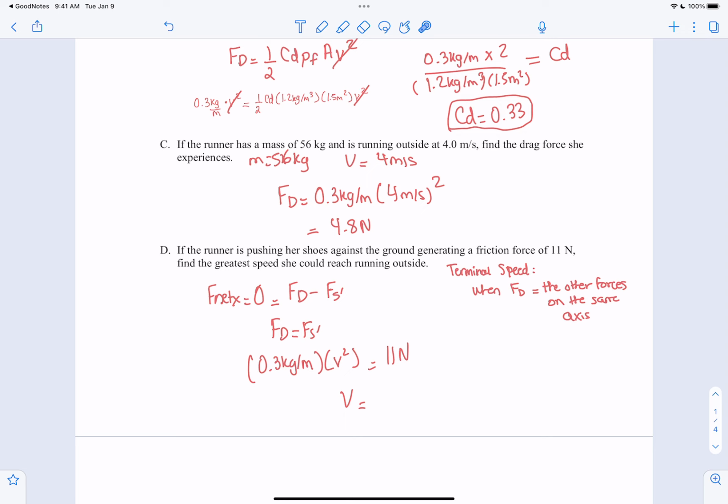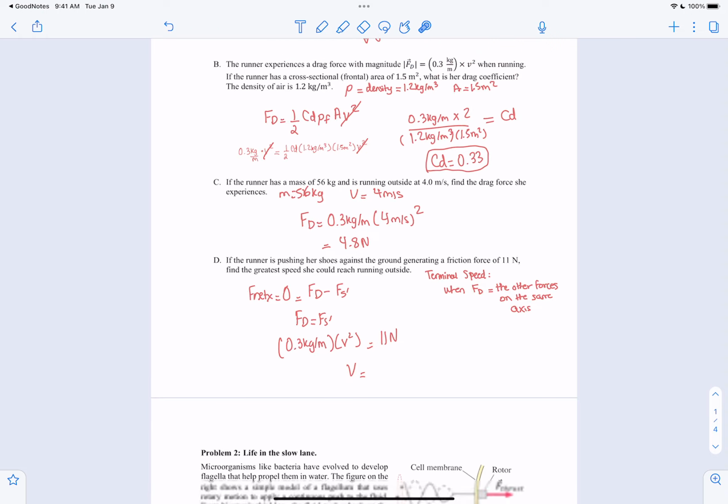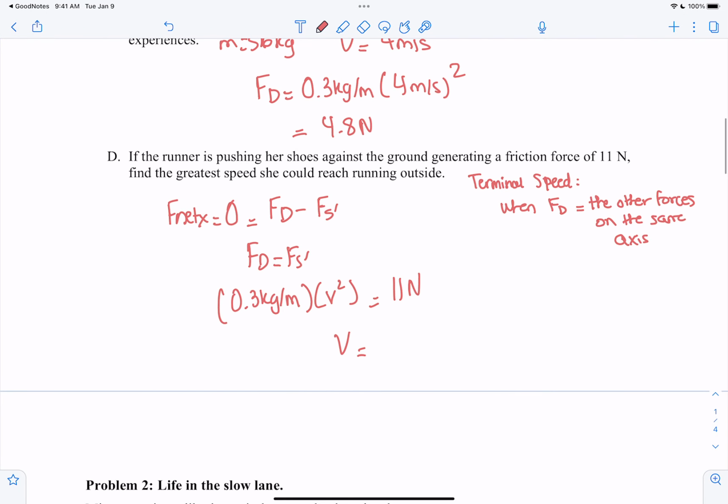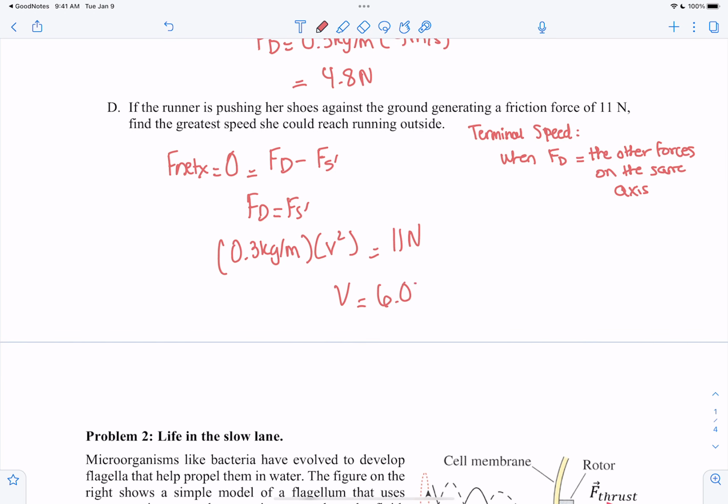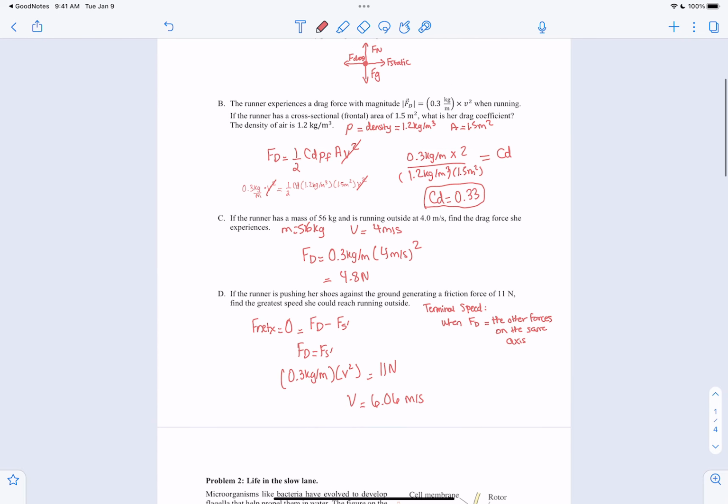But yeah, hopefully that makes sense for problem 1. I don't know if someone gave an answer for what the terminal speed was, but I think it should be around 6.06 meters per second, something like that. Sound good for problem 1 for everyone? Okay, cool. So that's problem 1.